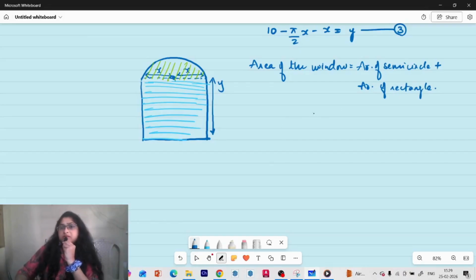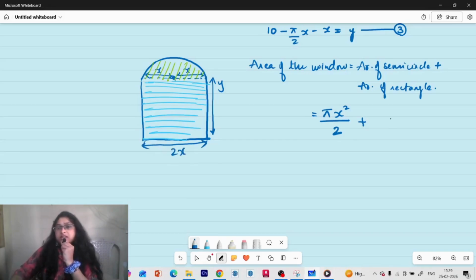Okay, now can you tell me what's the area of the semicircle? Pi r square by 2. It's half of the circle basically. So pi x square by 2 plus area of rectangle. If one side is 2x, the other side is y, area should be 2x into y.